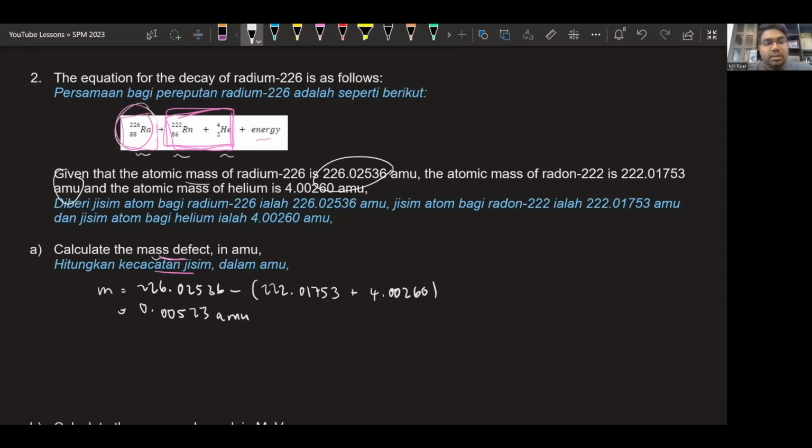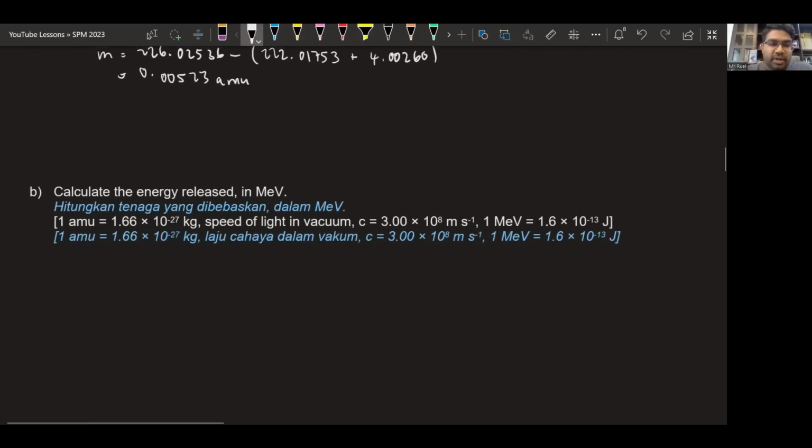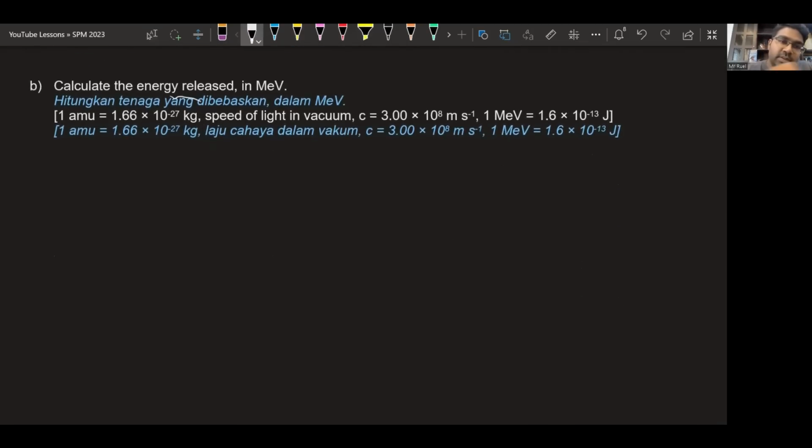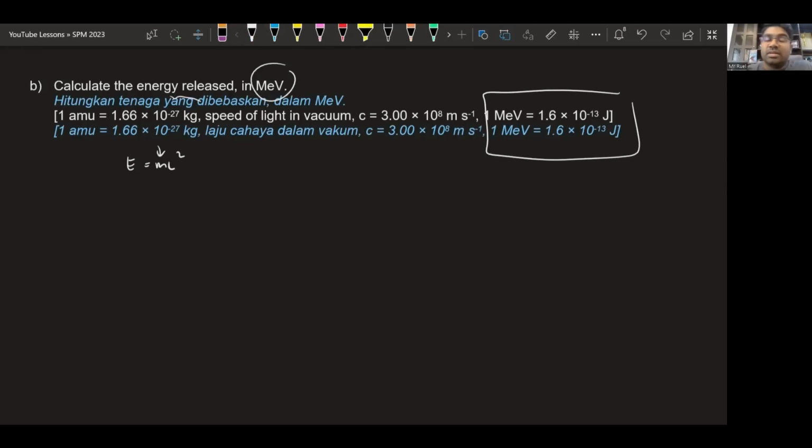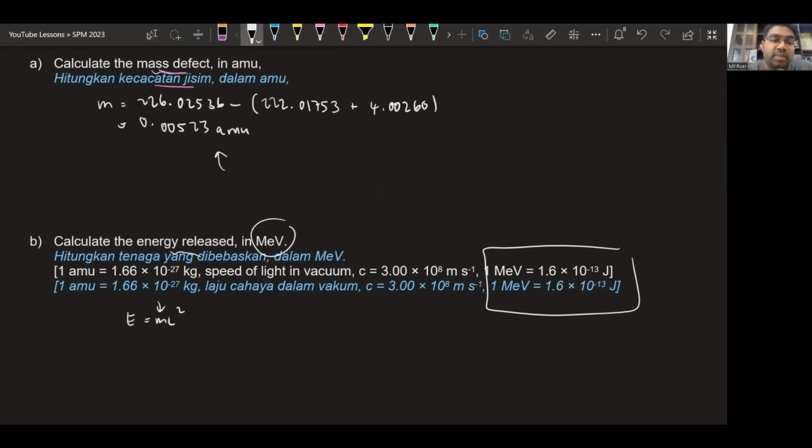Right. Now, once we've gotten that, then we can calculate the energy. So they want you to calculate the energy release, but this time in mega electron volts. Please do not forget this conversion. This will be given to you. So first, the formula that is involved, of course, is E is mc squared. So we have to substitute the mass in here. However, always remember when you're substituting, please check the units. The mass that you need to substitute into this formula is in kilograms, SI unit. So first we need to change this value in AMU into kilogram.